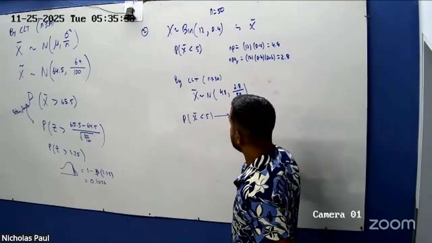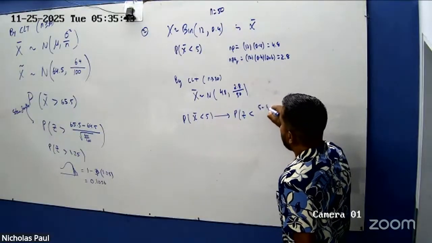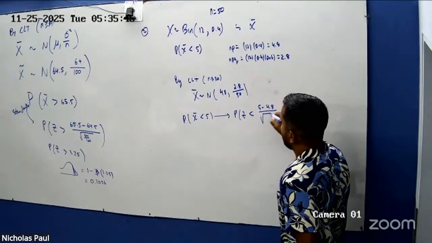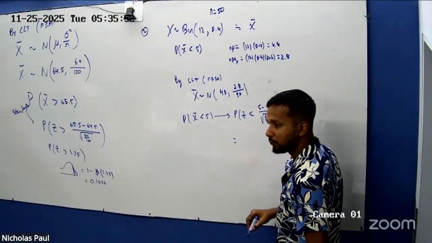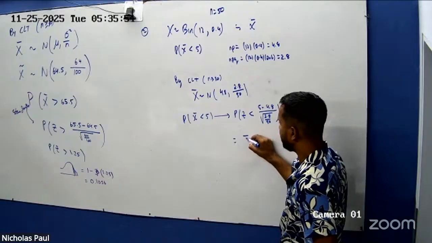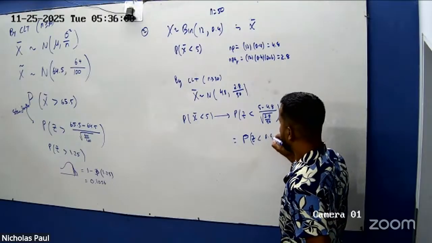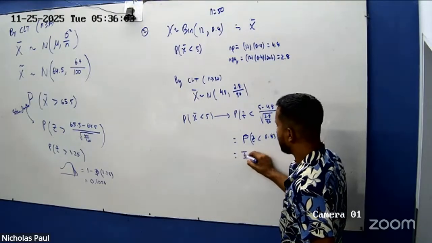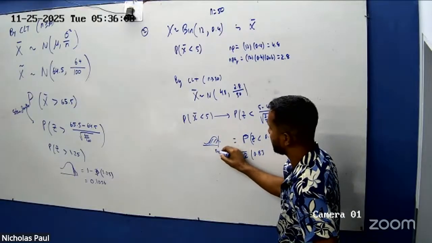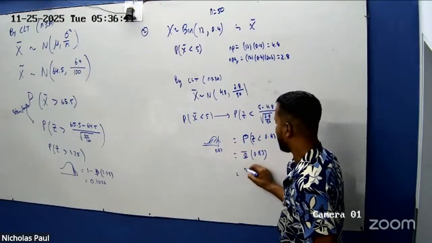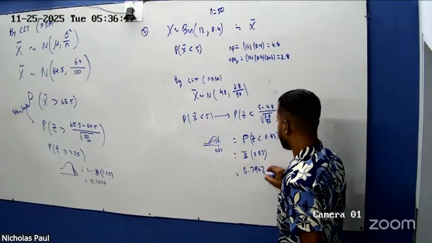So the first thing we do is standardize. So z is less than 5 minus 4.8 all over the square root of 2.8 over 50. That gives the probability of z less than 0.83. So we have to find phi of 0.83. Less than is all of this, right? How much is that? 0.7967.